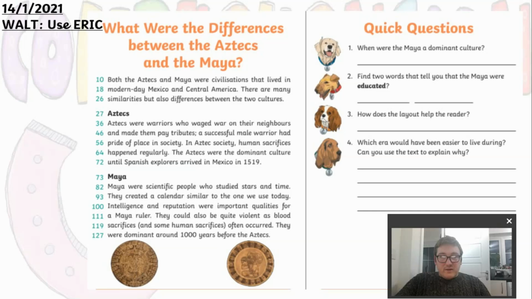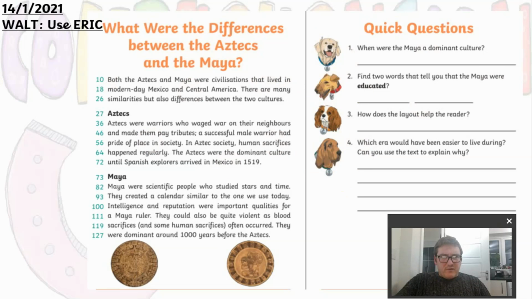So first of all, before we crack on with the text and the questions, you're probably wondering what on earth there are dogs doing on our page. Now, the way that we break down the questions on these texts are with these sort of dog mascots. So I'll give you a bit of a clue or a bit of a key of what they each mean.